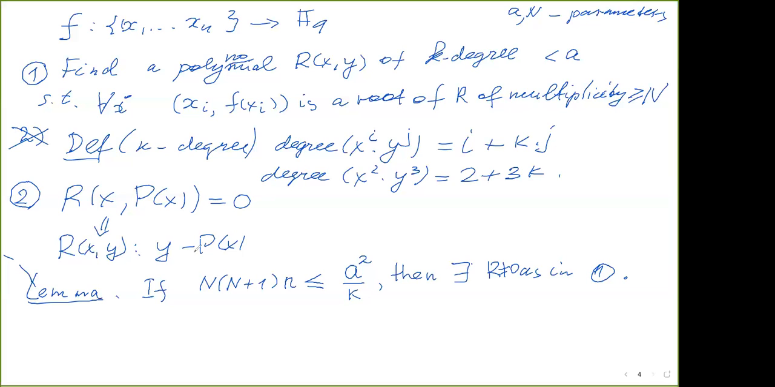So why is this? Let's understand what a constraint that R vanishes at a certain point (a, b) means. A is taken already, so let's use some other letters, say (c, d). So we know that this is one linear equation, a homogeneous linear equation in R's coefficients.